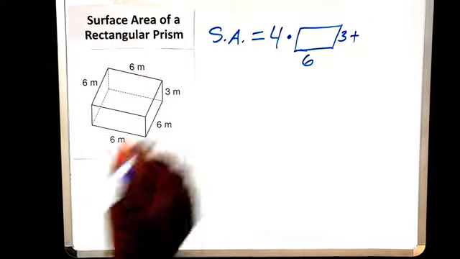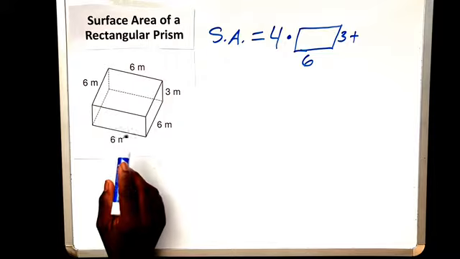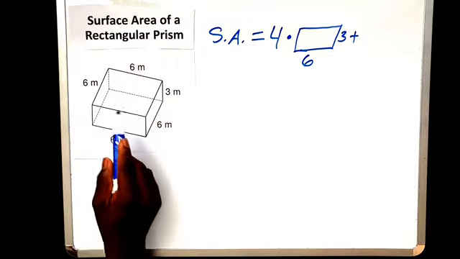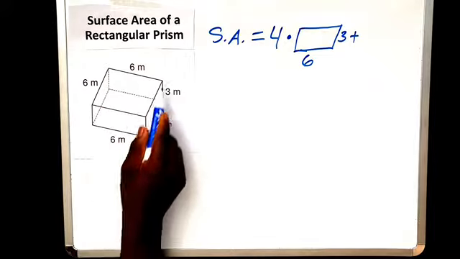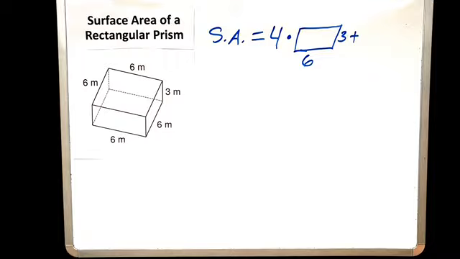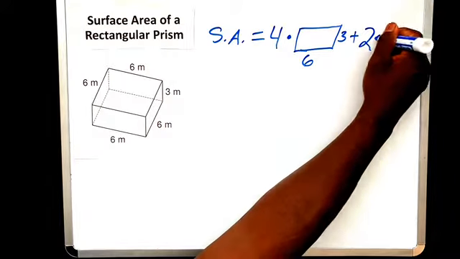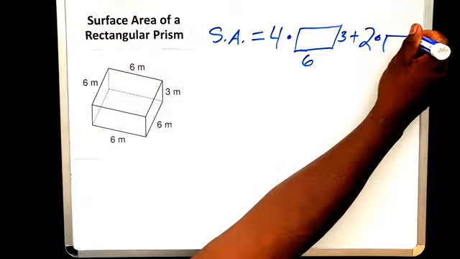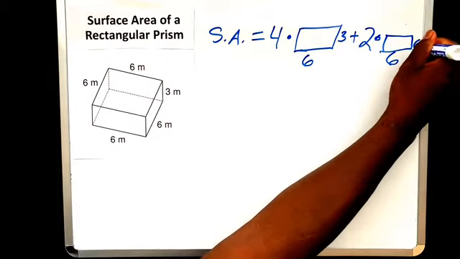Right? And then we're going to add to that these two, the top portion of this prism and the bottom, and they both are 6x6. So that's going to be 2 times a rectangle that is a 6x6.